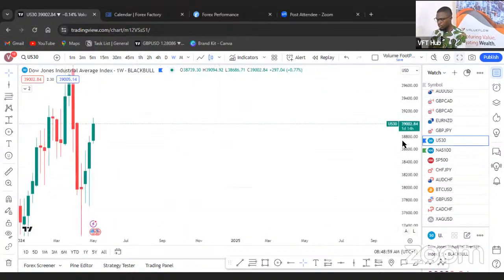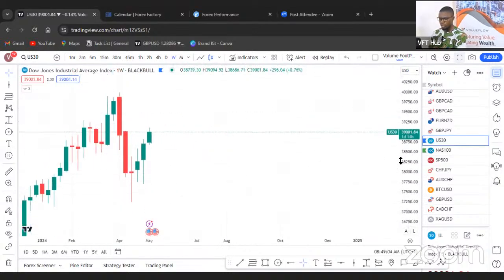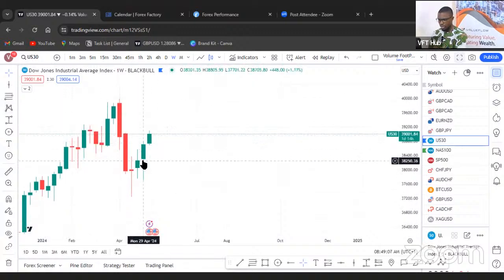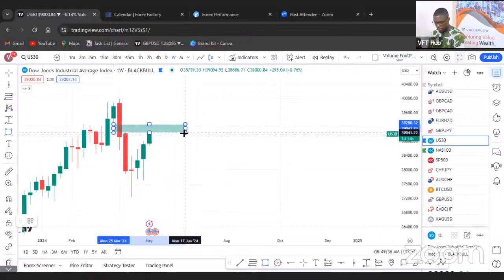We are seeing price trying to fill this imbalance. If we remember, last week price was still around here. This candle has not yet even closed. We're anticipating price to come fill at least 50% of this imbalance, this FVG, fair value gap, or even the entire fair value gap around this level. Let me draw it out. So we expected that to happen, and it's happening currently as we speak.